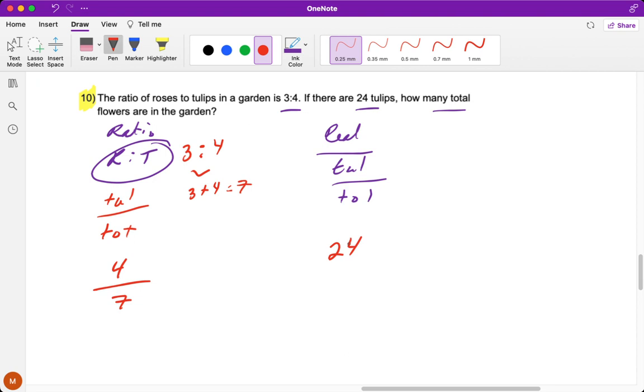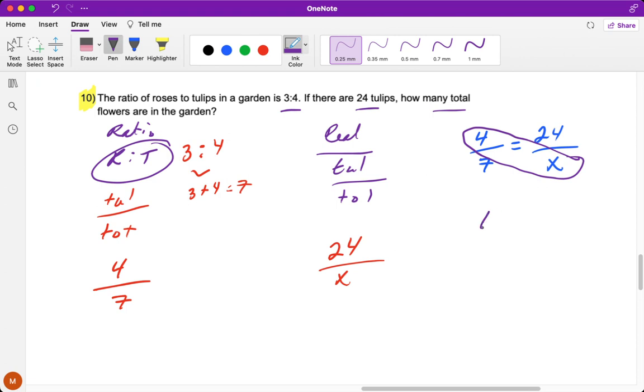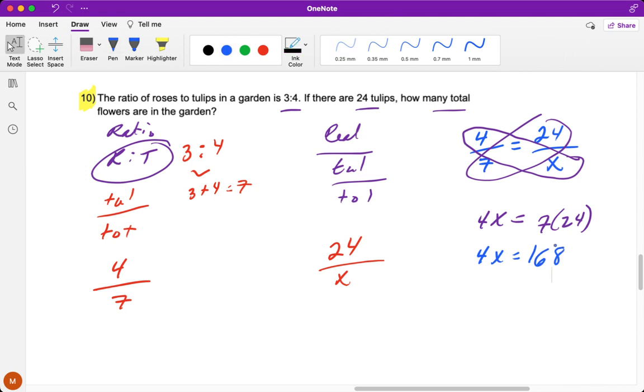So now the amount of tulips I had was 24, and I don't know the total, which is x. So I'm going to create a proportion, the two ratios equal to each other. And just to practice cross multiplying again, I'm going to use that method. So we have 4 times x, which is 4x, and 7 times 24, which is 168. So we have 4x equals 168. And remember, if 4 times some number is 168, we can figure out the other number through division. So if I divide 168 by 4, x is equal to 42. So 42 total flowers. A lot of you gave me 18 as your answer, which showed me you knew how to solve for missing parts, but you just weren't solving the question that was being asked.